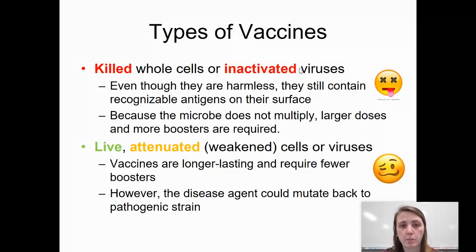So then one term that might be new to you is attenuated, which really just means weakened. In that situation, we have a virus that we have weakened in some way, so it's not as good at performing certain functions. It is still alive, but it's weakened. In other words, it's easier for our immune system to kill it off, but it can spread. But that can be a bad thing because the disease agent could go back and end up becoming pathogenic because we've just weakened it. So pros and cons with that. I use this little face because it still functions, but it's not super sure about it.